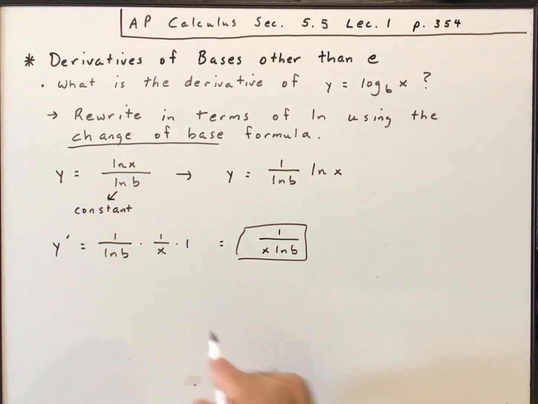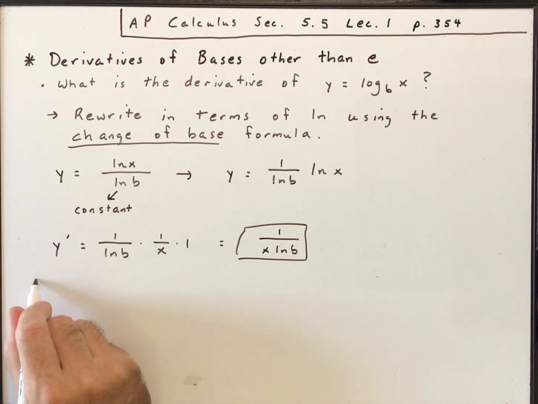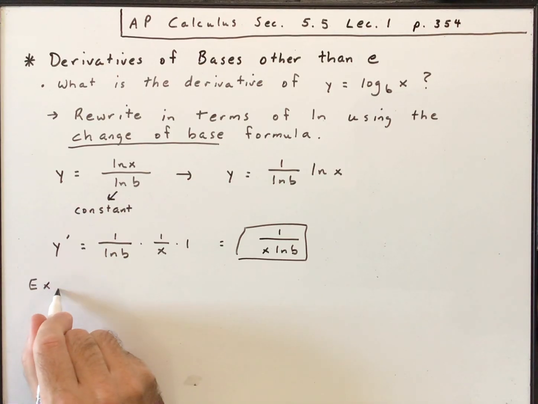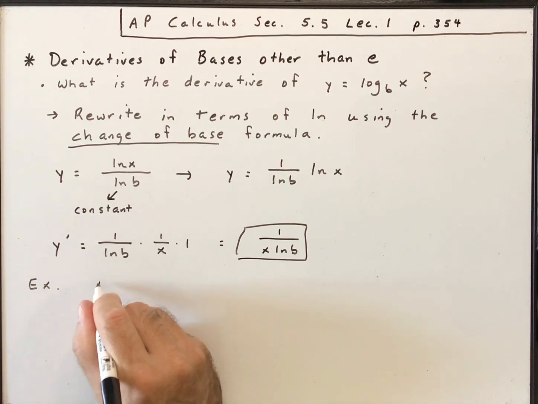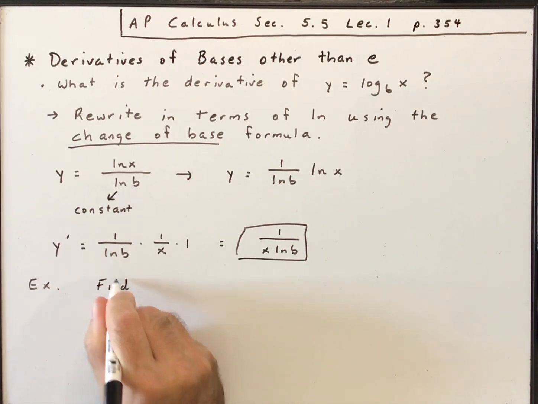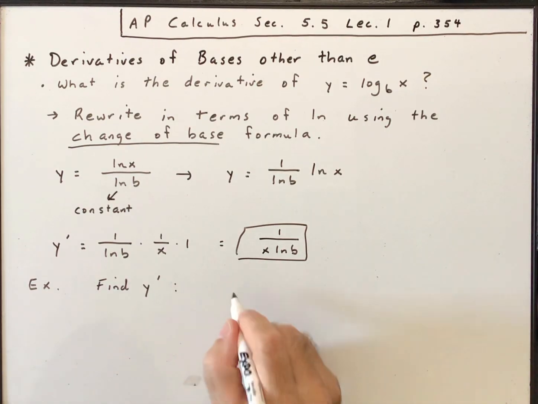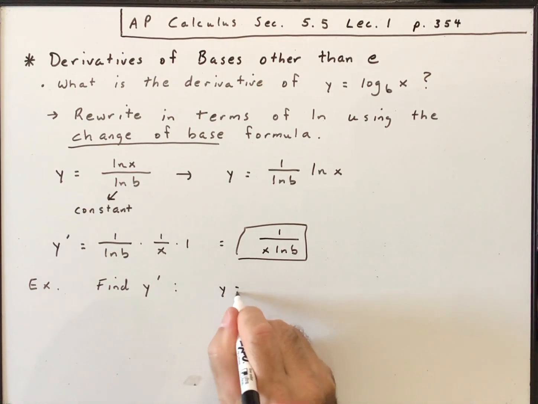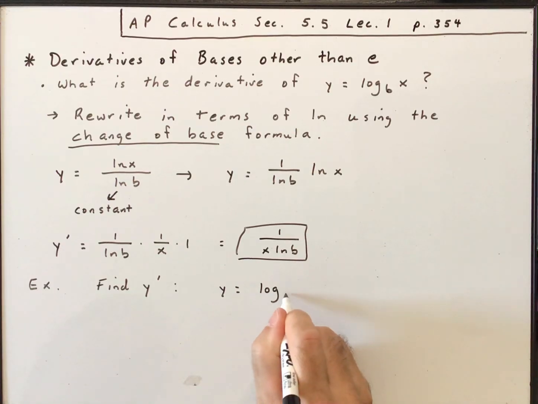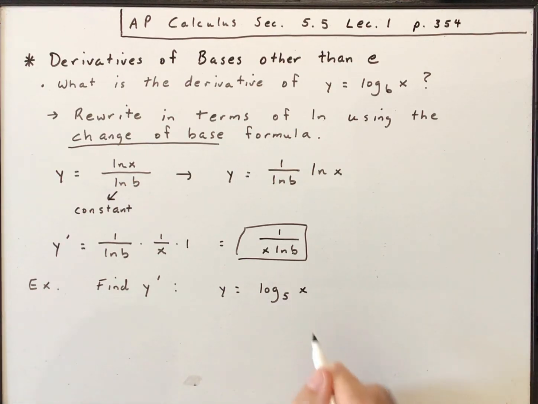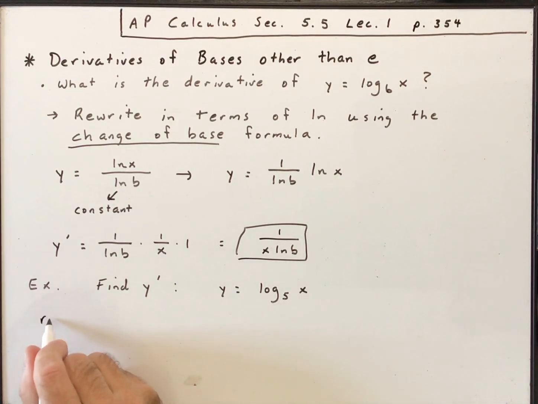when we get fancier examples, we'll do a simple example first. So let's find y prime if y is equal to log base 5 of x. So first we're going to rewrite using the change of base rule.